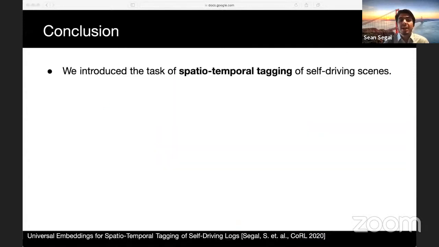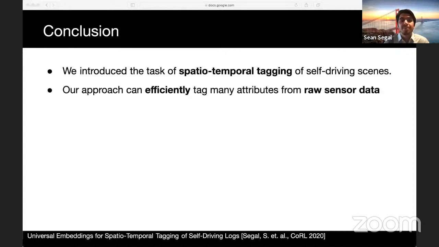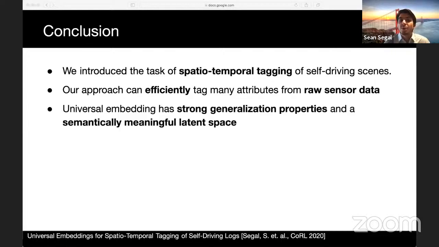In conclusion, in this work, we introduced the task of spatio-temporal tagging of self-driving scenes. We proposed an approach capable of tagging a varied and complex set of scene attributes related to real-world self-driving scenes. Our approach learns a universal embedding for all tags with strong generalization properties demonstrated in the continuous learning setting and a semantically meaningful latent space.